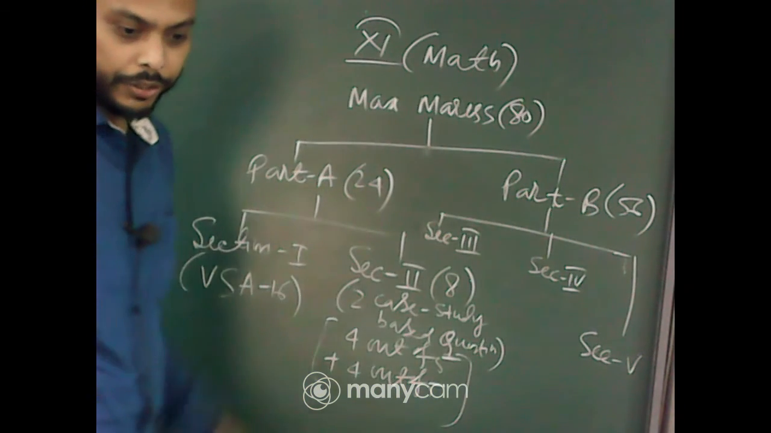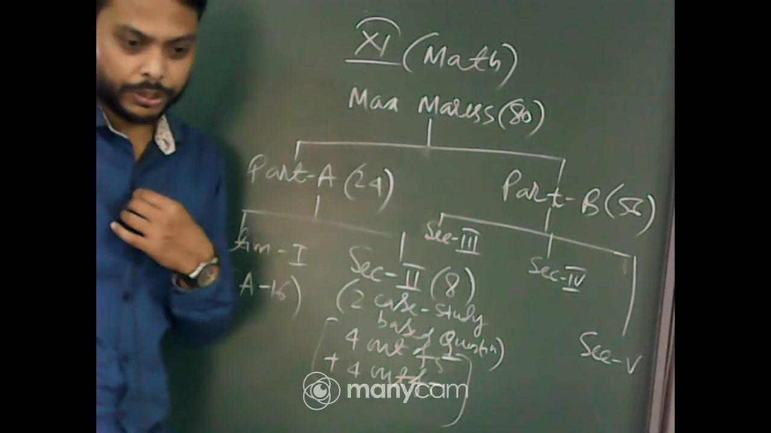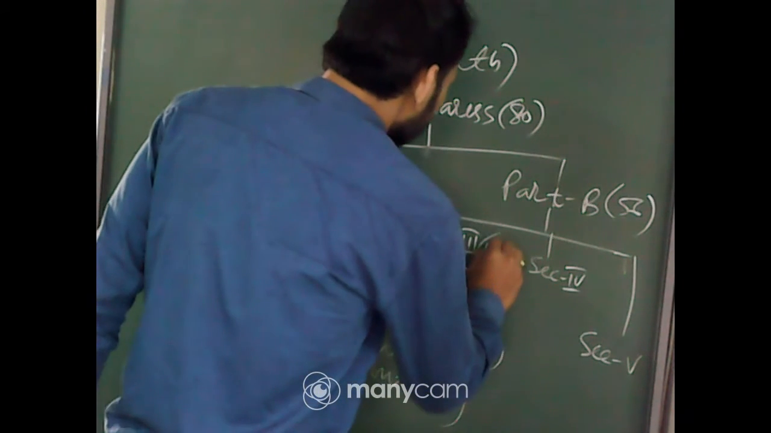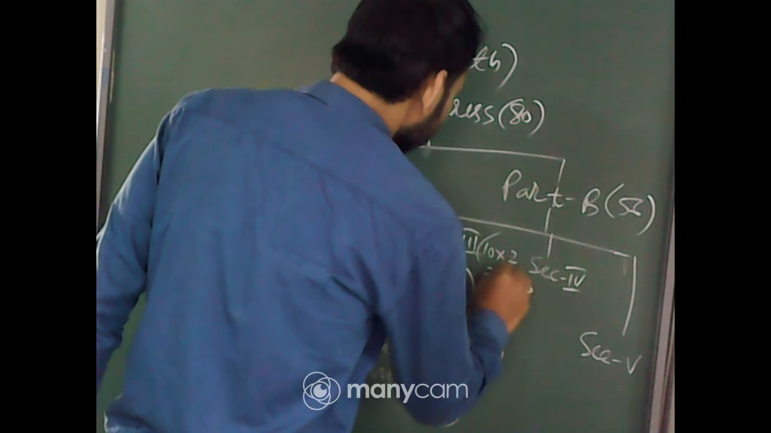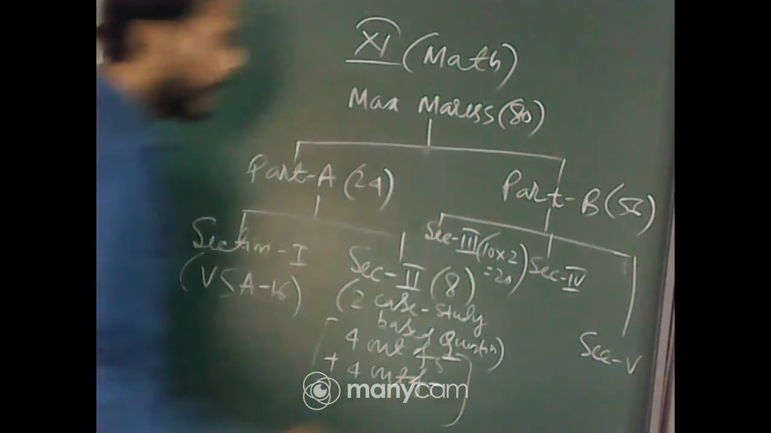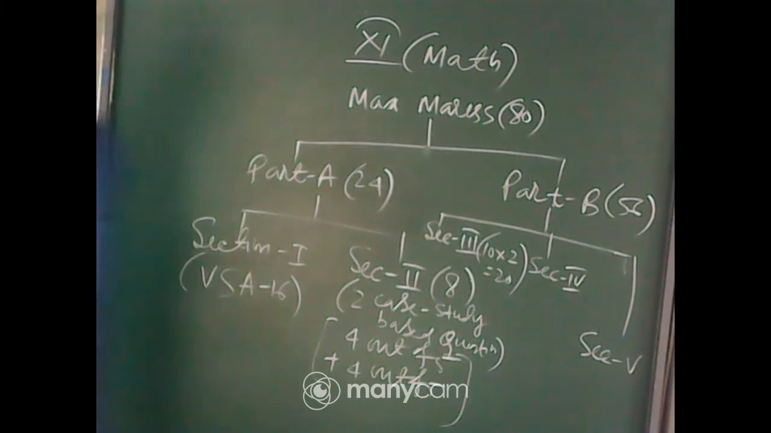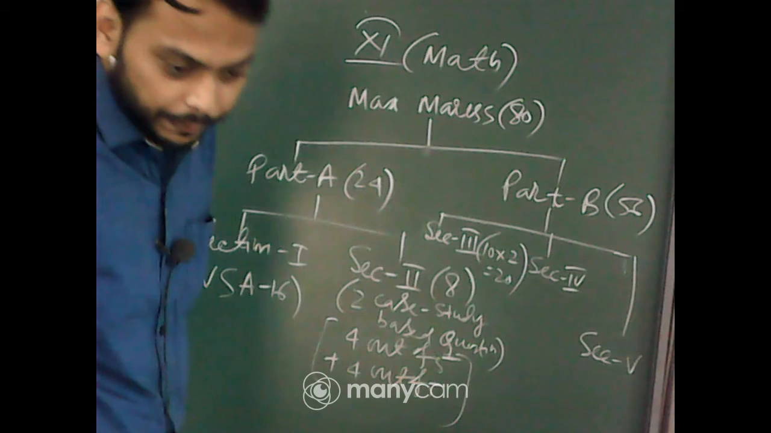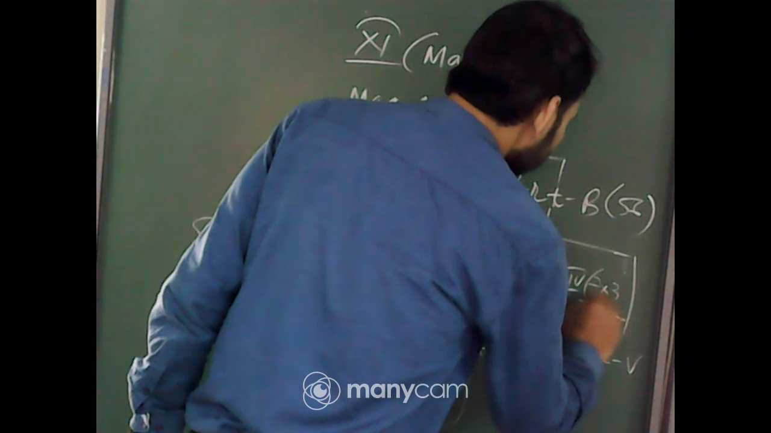In section 3, there will be 10 questions of 2 marks. So 10 into 2, that means 20 marks. In section 4, 7 questions of 3 marks, 7 into 3.